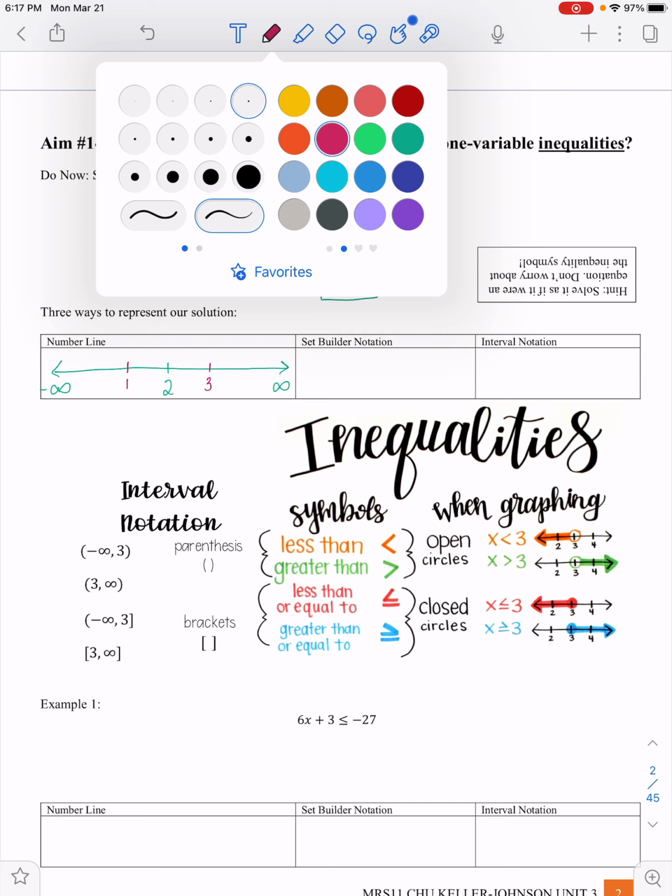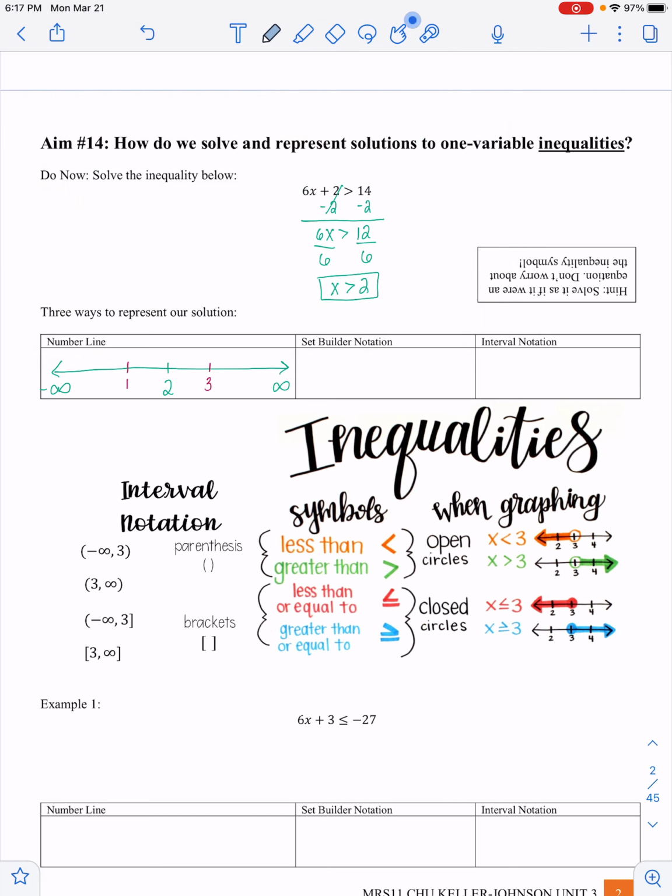So you get a sense of what's going on there. All right, if I want to graph x is greater than 2, since we do not include 2, we're going to draw an open circle at 2, and we are shading to the right. We're shading the numbers that are bigger than 2.